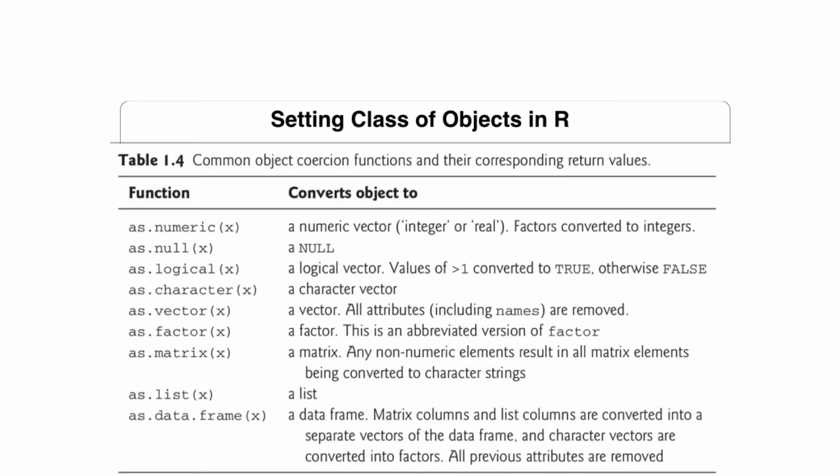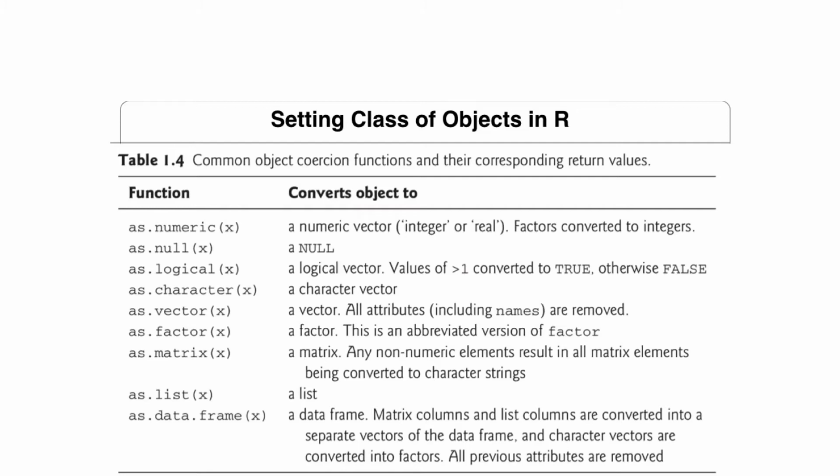So for example, as.numeric will convert the object to a numeric vector. If you convert as.null(x), it's going to convert it to a null one. If you want to do it as a logical vector, say for example, you convert as.logical(x), and you see that if x has got a value greater than 1, that will be set to true, otherwise it's going to be set to false. You can also take x and set it to 1 and then convert that into a character vector, so as.character(x), and it's going to behave as a character vector. So we can do all of these things.